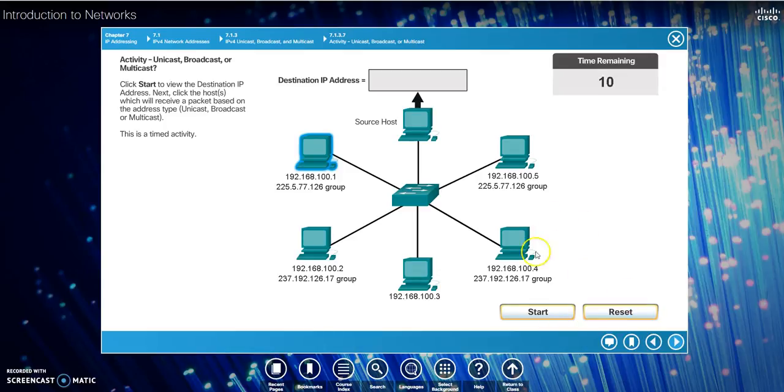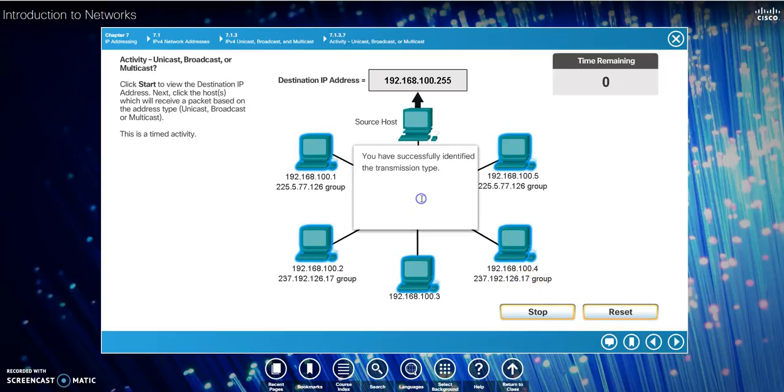What's this? Destination IP address. Once you click on it, what device is it going to go to? In this case, it will be everybody. Right? Yep, everything. It's a broadcast. It goes to everything. So you get that.